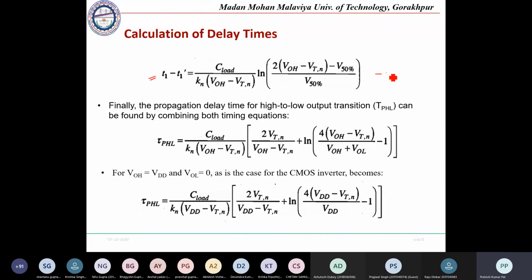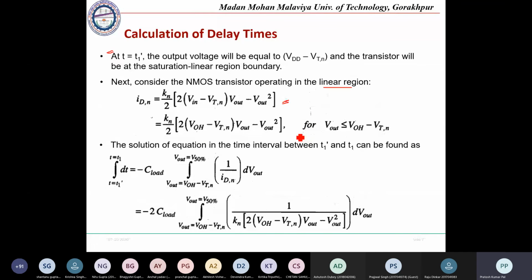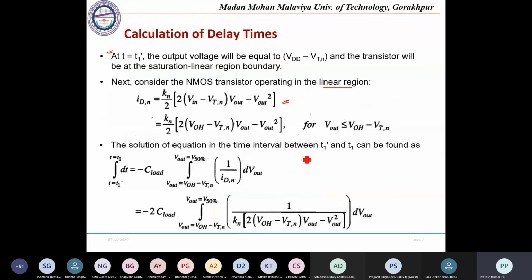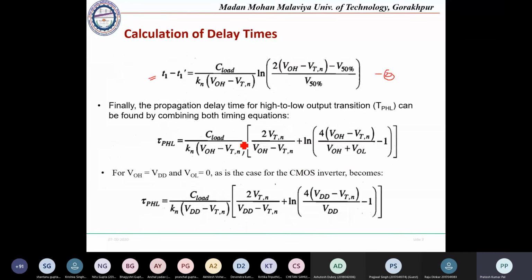So suppose this is the second equation, and the previous one was the first equation. After adding the first and second equation, we will get tau PHL equals C load divided by Kn VOH minus VTN in bracket 2VT divided by VOH minus VT plus ln 4 VOH minus VTN divided by VOH plus VOL minus 1. Okay, so this is the final expression we will get with respect to tau PHL.